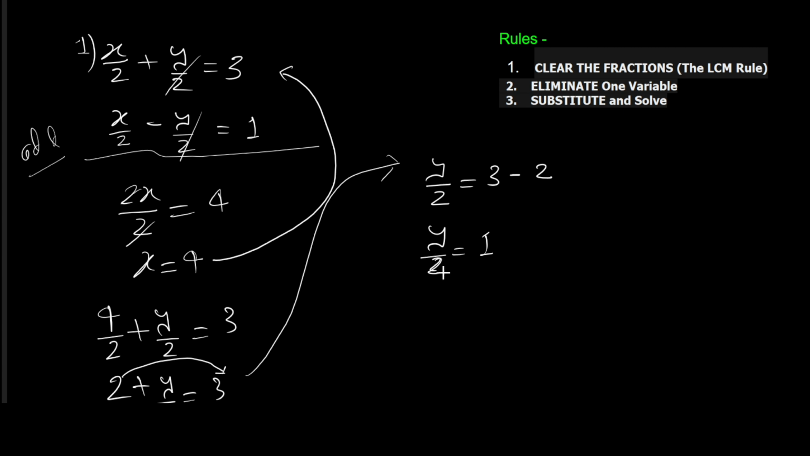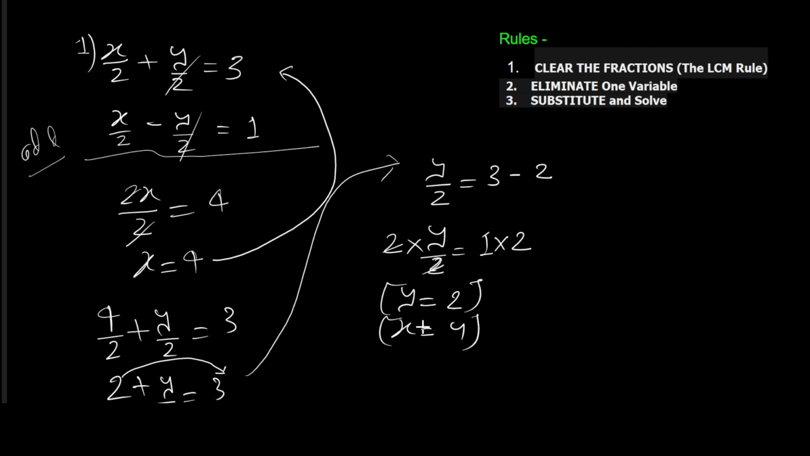Now to eliminate this 2, which is in the denominator, I'm going to multiply both sides of the equation by 2. So this 2 and this 2 will cancel out. So y equals 2 times 1, which gives us 2. So here our solution is y equals 2 and x equals 4.